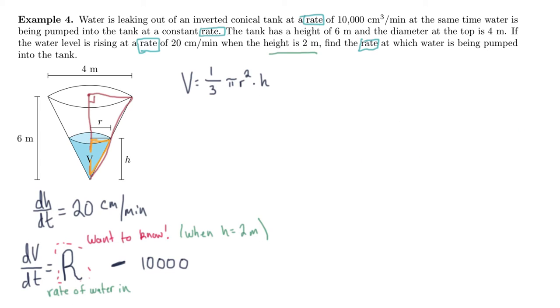And so it looks like we have r is to, well, this is the diameter, so that 4 is the diameter, so the radius up here is going to be 2, half the diameter. So it looks like r is to 2 as h is to 6. Or in other words, r is equal to h over 3. So now we can just plug in h over 3 for r squared. So that's going to give us h squared divided by 9.